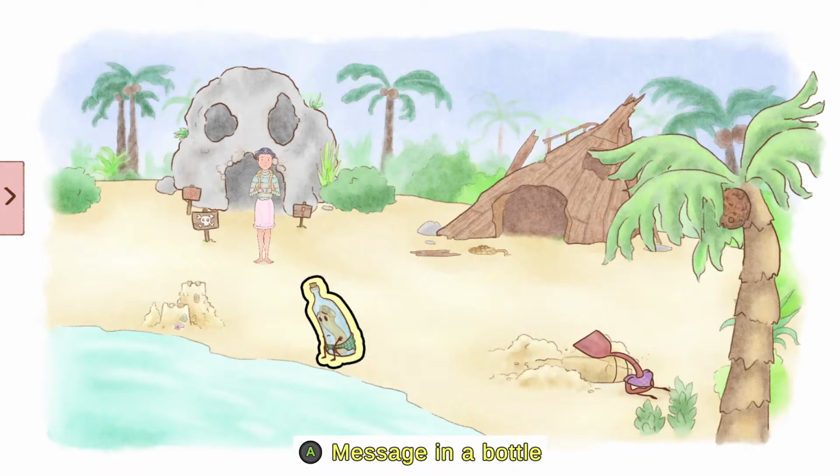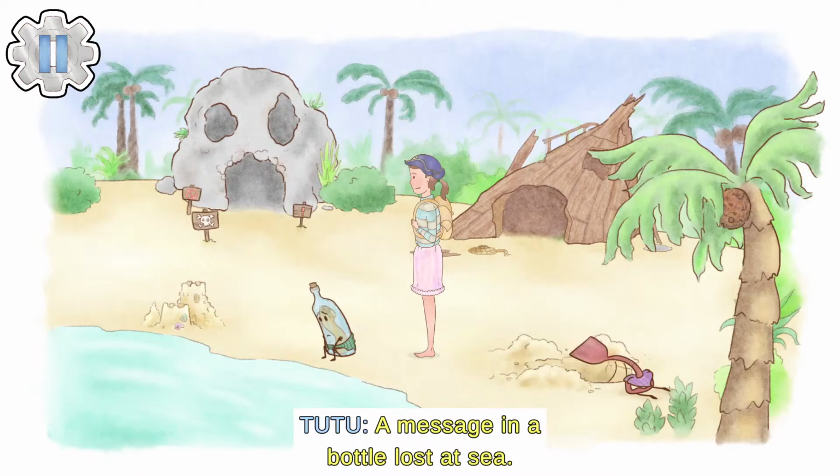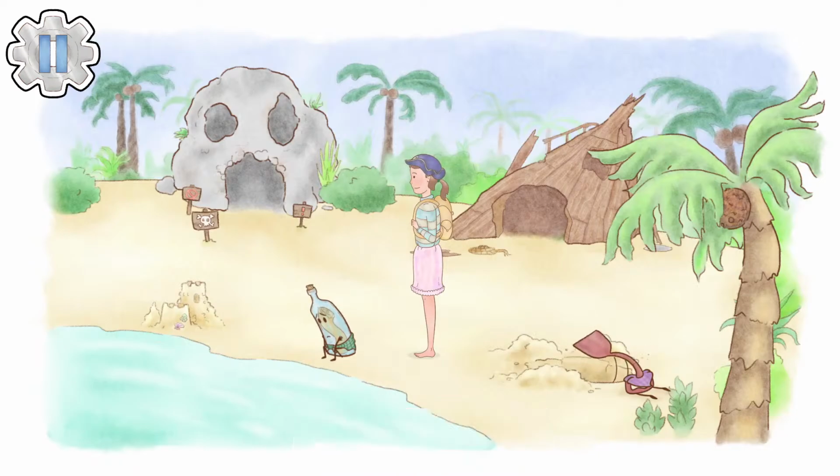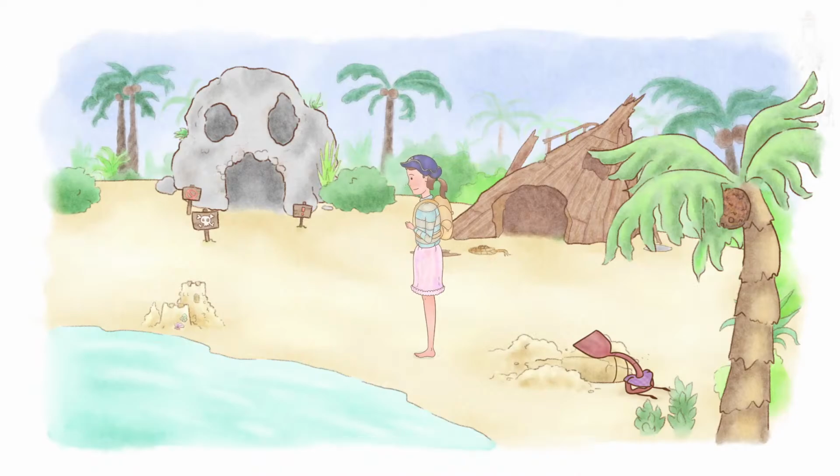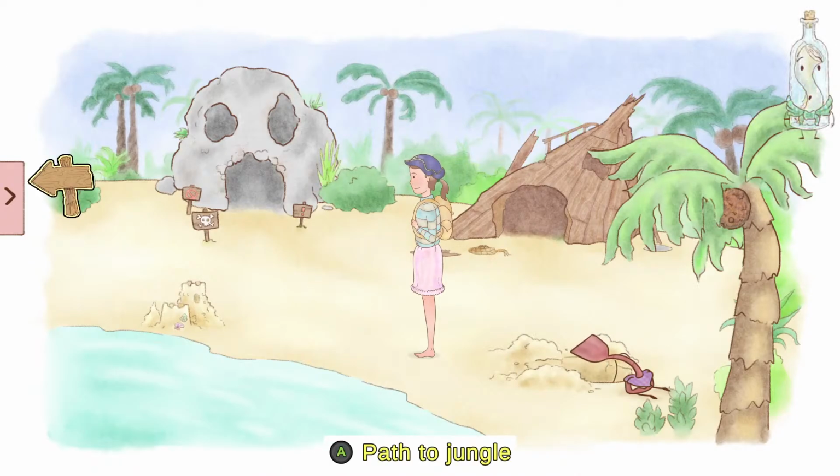Message in a bottle. Press A to select. A message in a bottle, lost at sea. A clear bottle with a cork stopper and a letter inside sits at the shore. They wear a green checkered bandana around their shoulders. You are coming with me. Message in a bottle added to backpack.